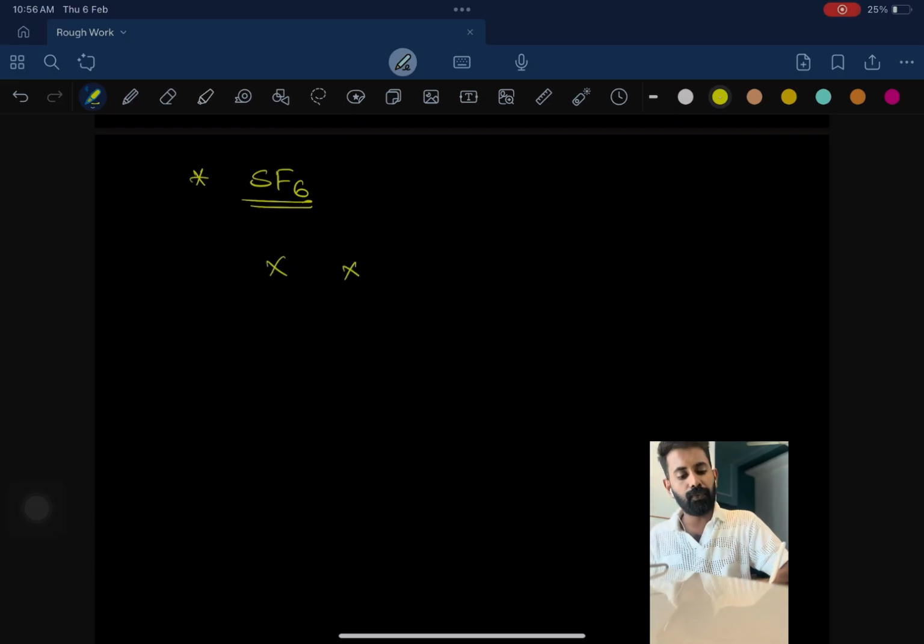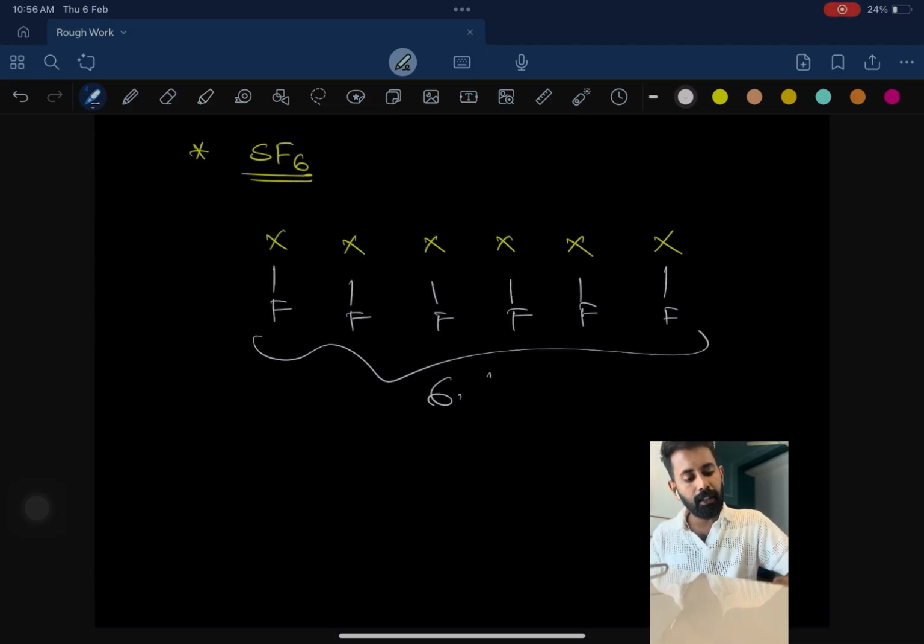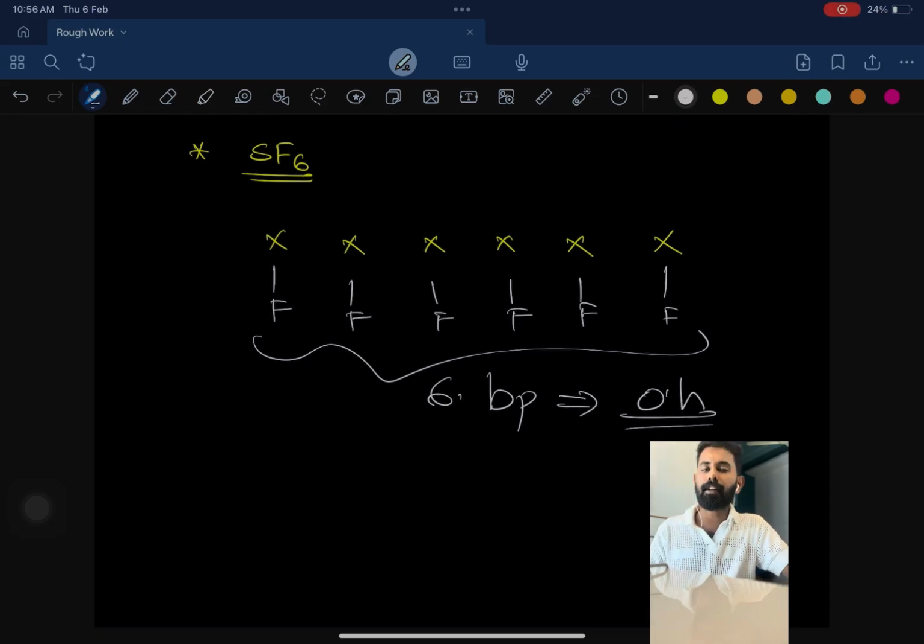So let's take another example, that is SF6. The central atom is sulfur with 6 valence electrons, and all 6 electrons are shared with the fluorine, which means there are no lone pairs left. So 6 bond pairs will be there, and 6 bond pairs means the structure will be octahedral.